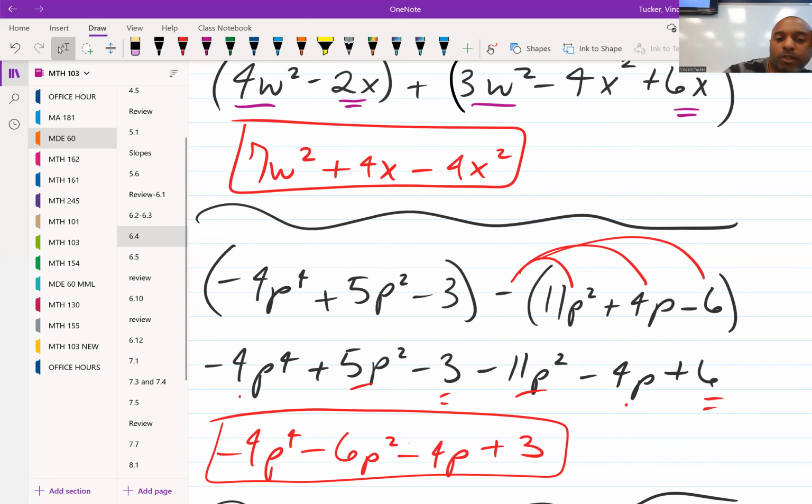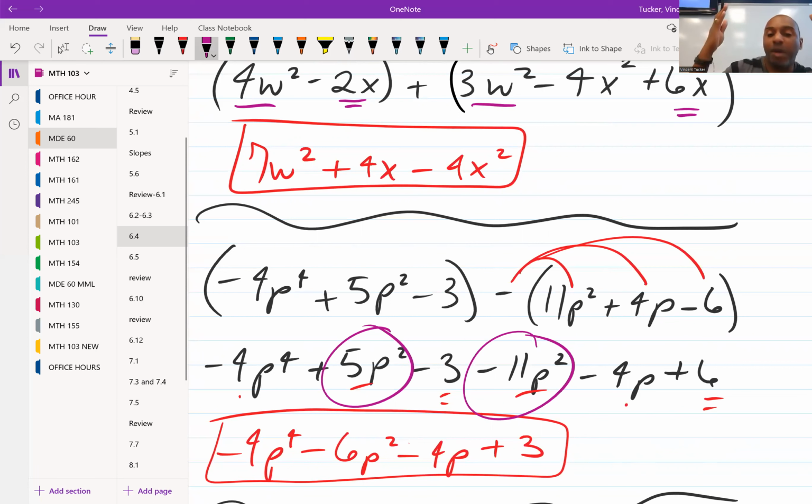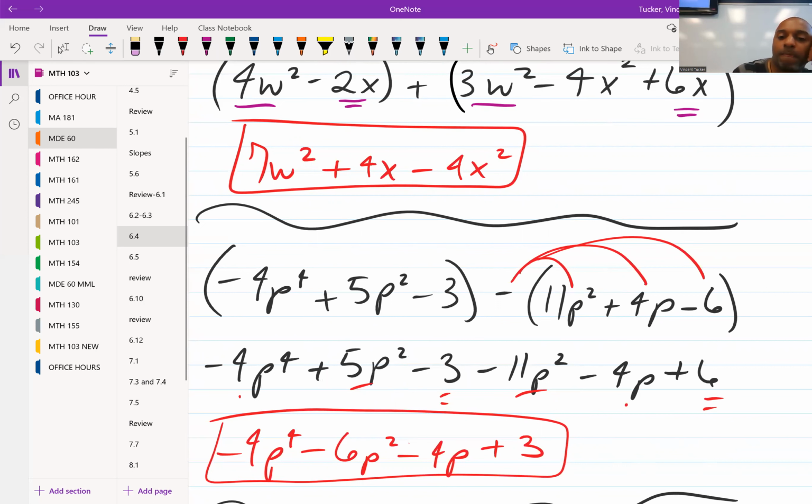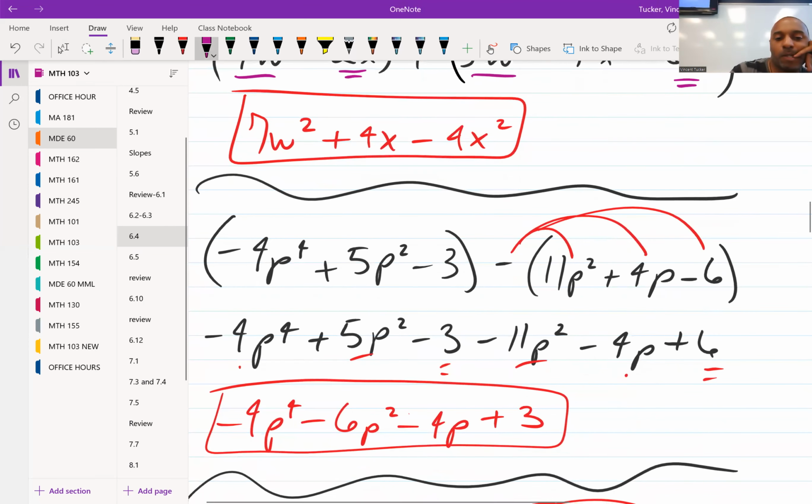All right, so combine our like terms. Negative 4p to the fourth: we don't have another p to the fourth, so that just comes down. Then we're looking at positive 5p squared and negative 11p squared, which gives you negative 6p squared. Minus 4p doesn't have a term to combine with, so you just bring that down. And then we have negative 3 and a positive 6, which would be positive 3. And so that's our expression.